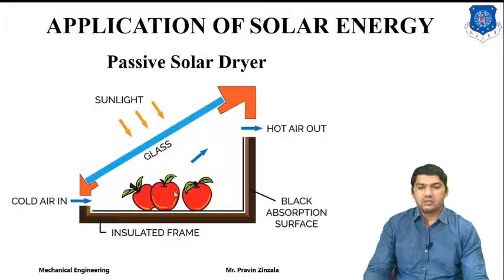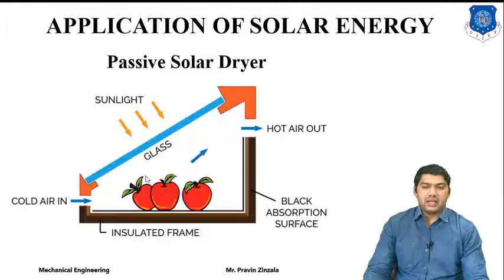Whenever the solar radiation is received, due to the mechanism of the solar dryer, this space will be heated due to the solar radiation. So due to natural convection, cold air will enter from the bottom and hot air will pass out through the top portion.